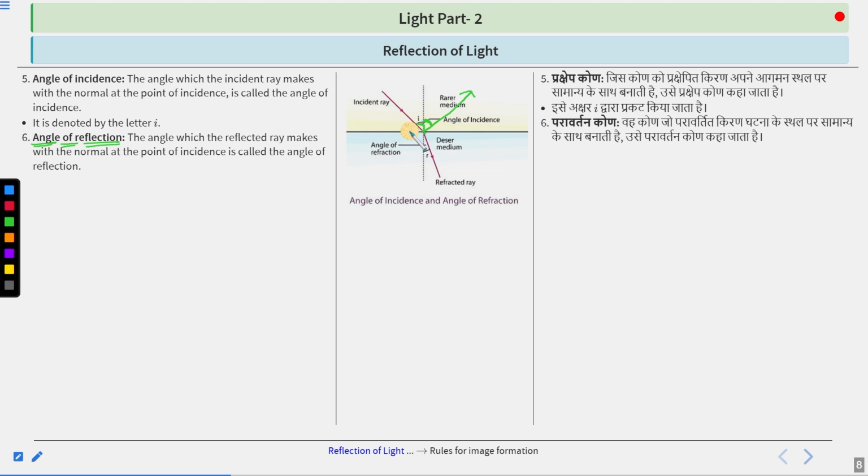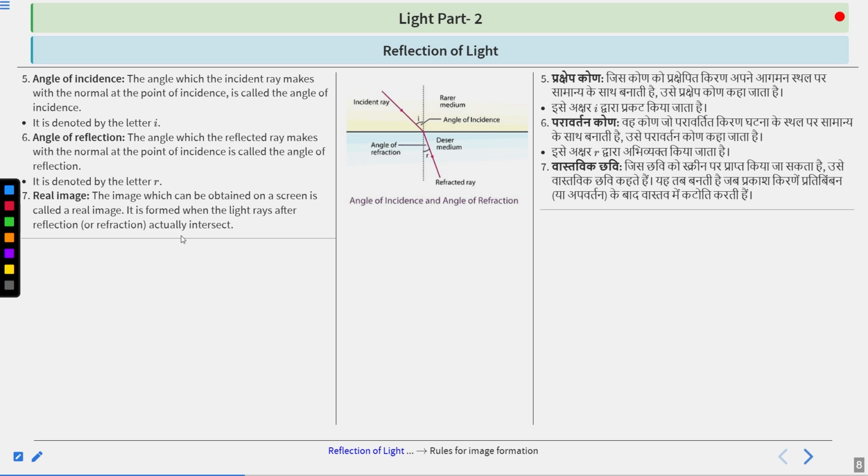So remember, let me make it again. This is the angle of reflection. This is the angle of incidence. The angle of reflection is denoted by the letter R.